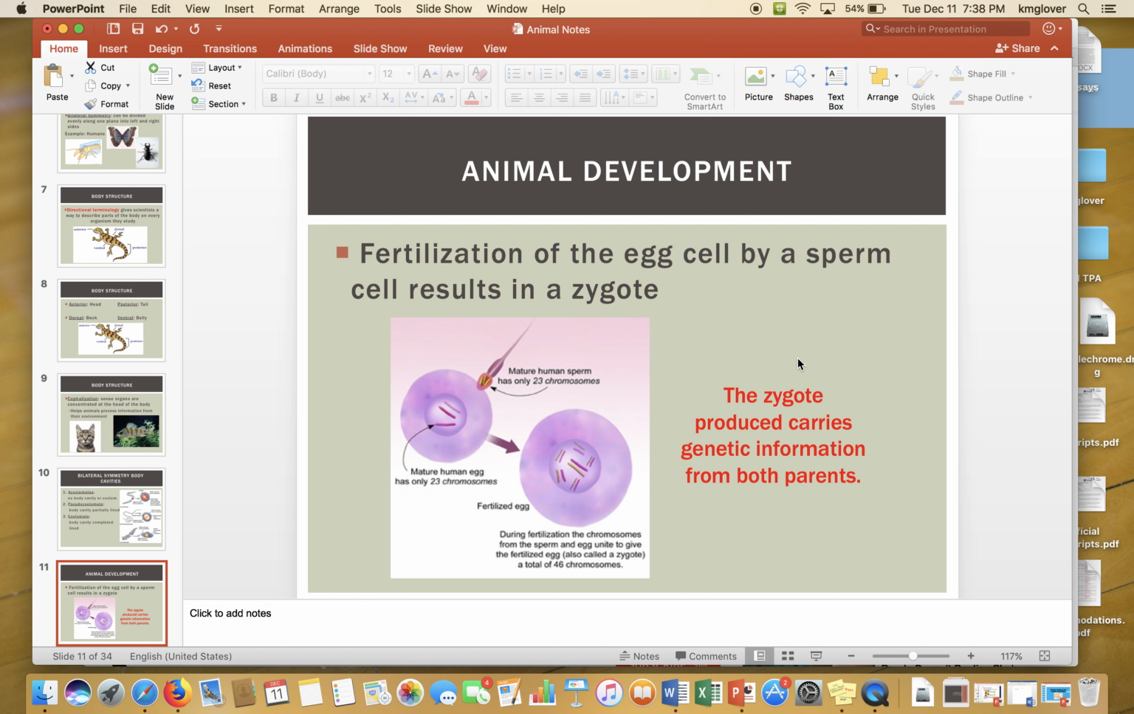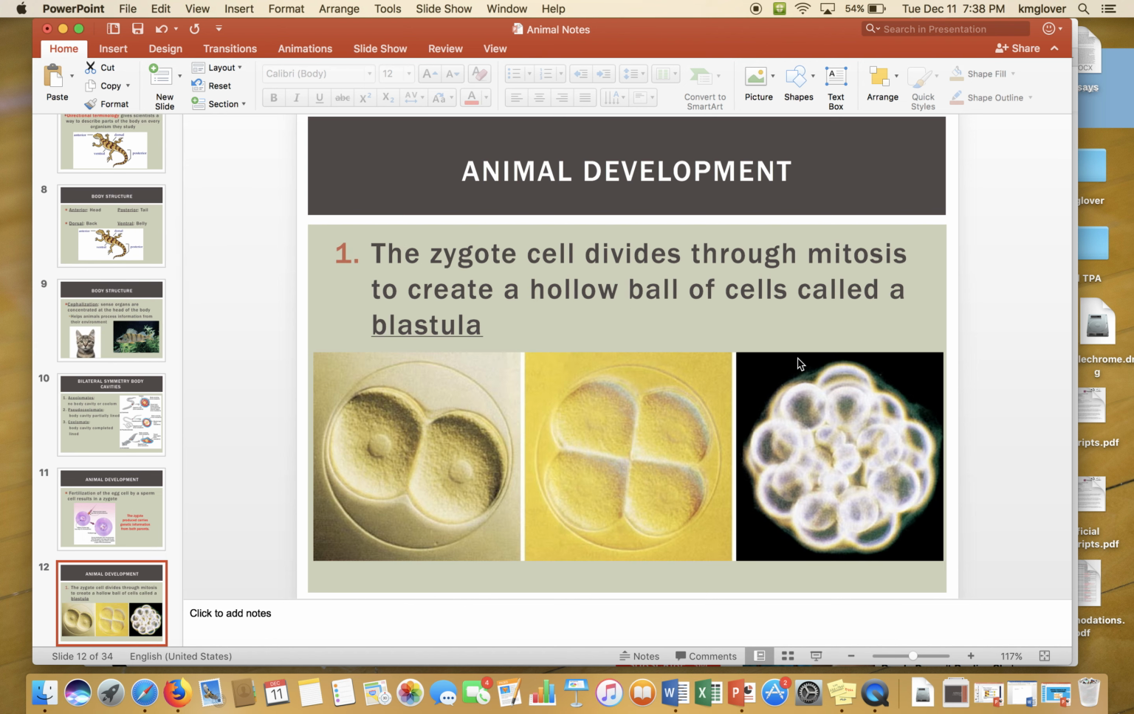All right, so that's the very first cell, but you don't stop there. Obviously, your cells keep dividing through mitosis, and you form what we call a blastula. A blastula is just a hollow ball of cells. If you take your hands and cup them together, that forms a blastula. Right here, you can see one cell becoming two, then two becomes four, and so on until finally you become a hollow ball of cells. This just has a special name: we call it the blastula.